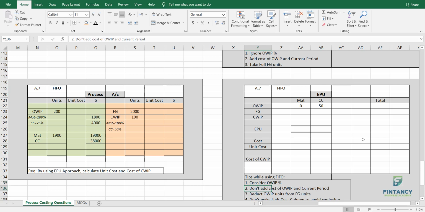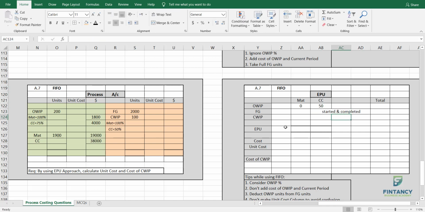Now, the next thing is finished goods. What to do with finished goods? Remember, in the weighted average, I told you take full finished good units. But here you cannot take. Why? Because here we are assuming that the units which came in first are going out first, and we are separately considering the opening units here. So that's why these finished goods, what you are writing here, are those units which are started and completed.